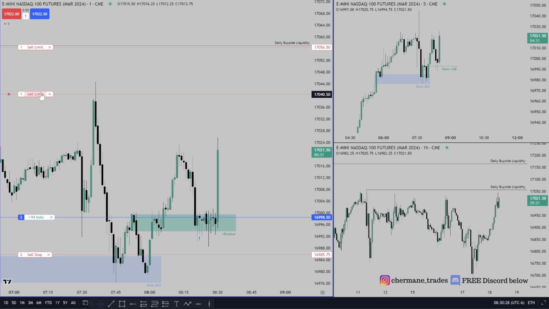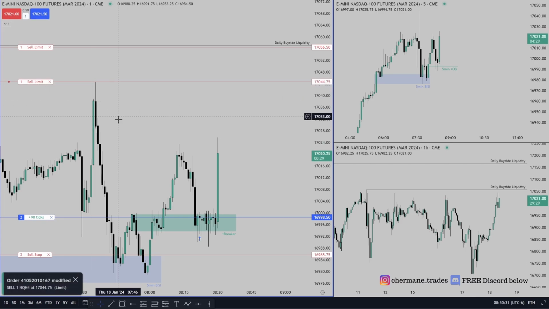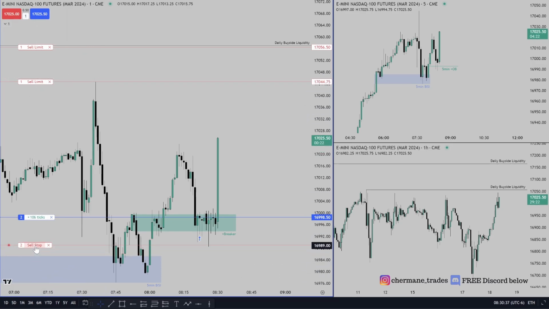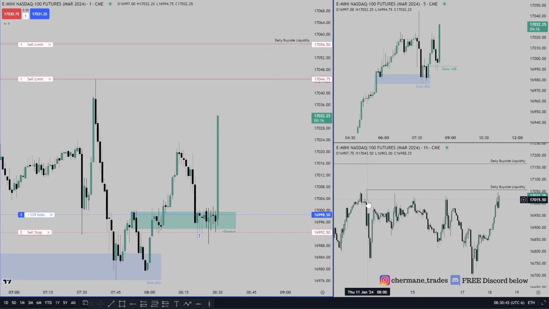I'm gonna target this high. Buy side resting above this high right here. Going to reduce some of my risk just below the breaker. And all these traders who are short here are in some serious trouble.